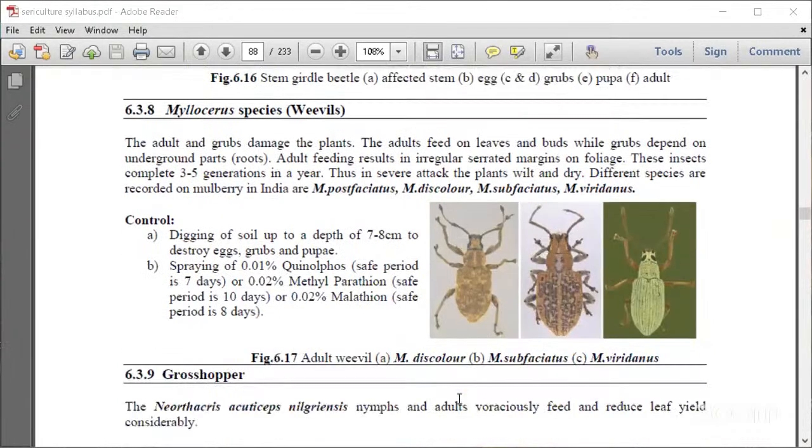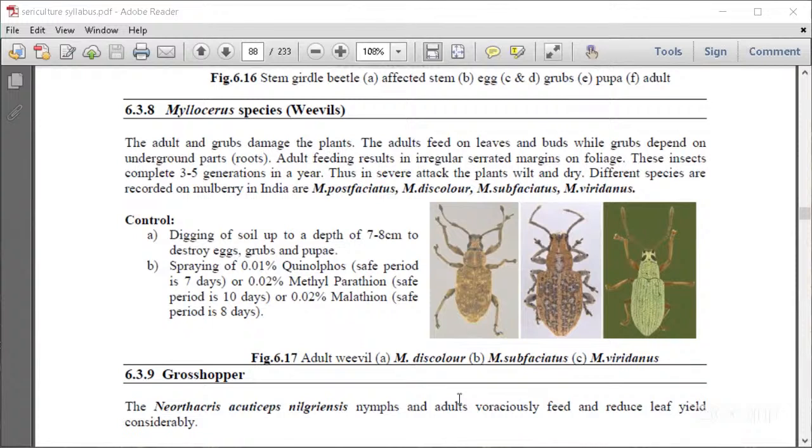The other organism is Meloceros species. This gives the major damage to the plants, and here we have three or four Meloceros species. Those are M. discolor, subfasciatus and viridanus.